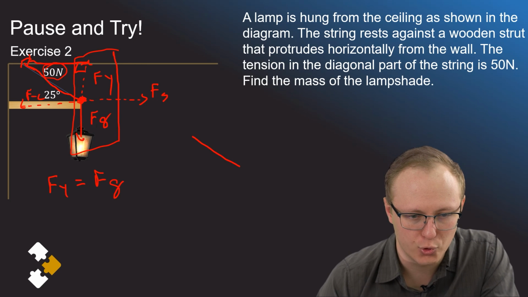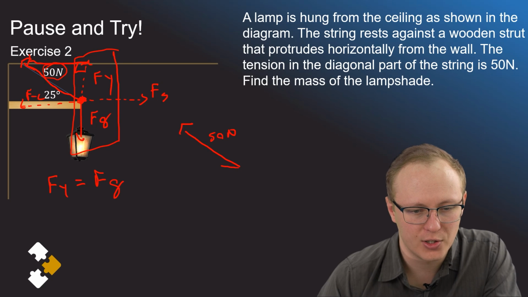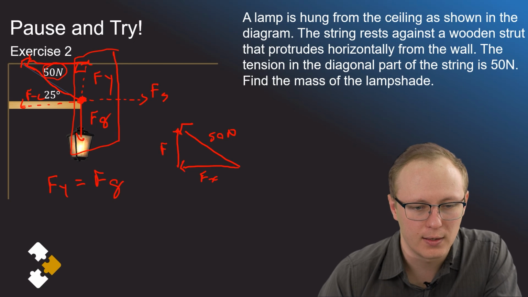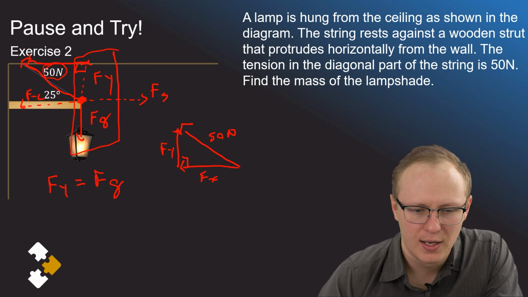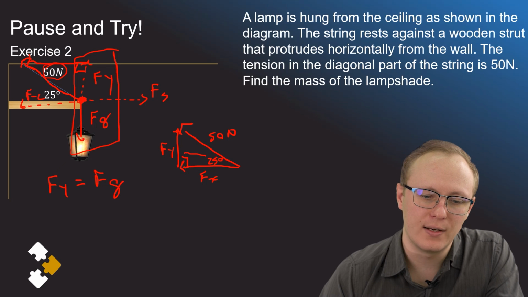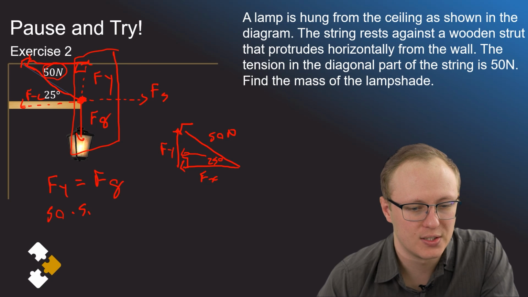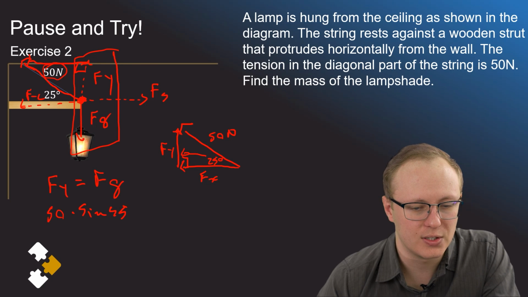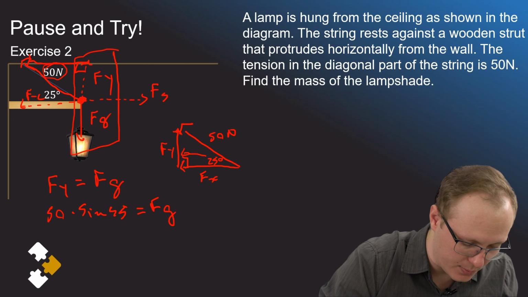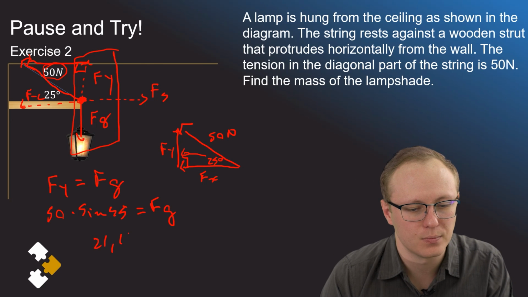Let me draw it here so it's easier to see what's going on. Okay, I'm going to say this is the 50 newtons. I'm actually going to draw Fx here, and then I'm going to draw the Fy here, like that. Okay, that looks better. And then this is 25 degrees. Yeah, I prefer that. Okay, so then the 25 degrees is opposite Fy. We're going to use sine. So 50 times sine of 25 is equal to Fg. Okay, so again, 50 times sine 25 equals, and then we get 21.13 newtons.